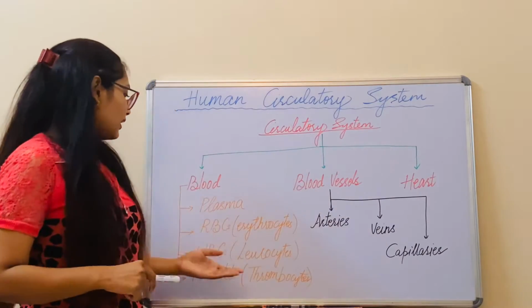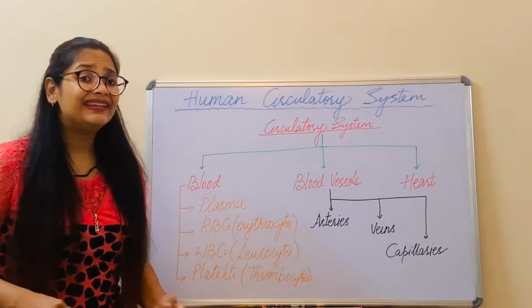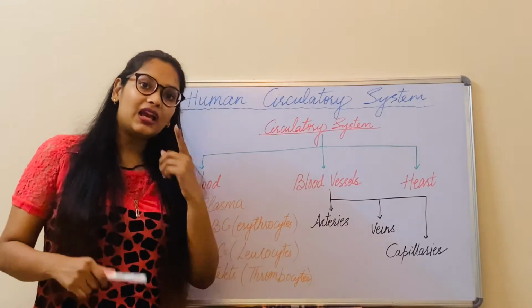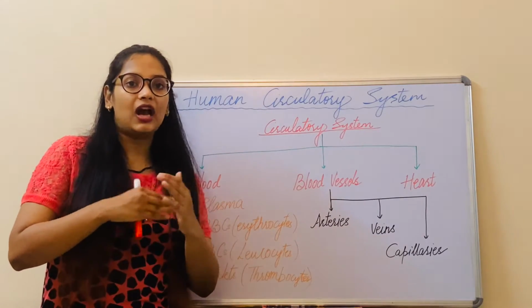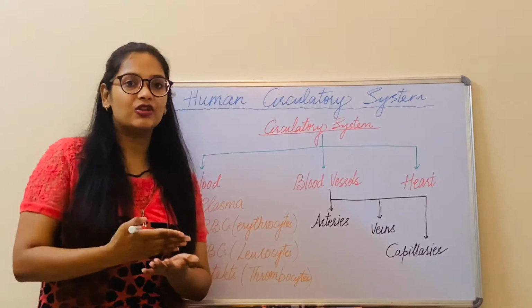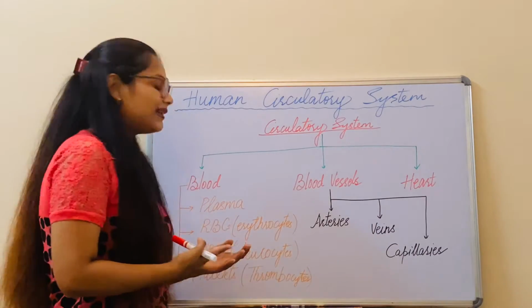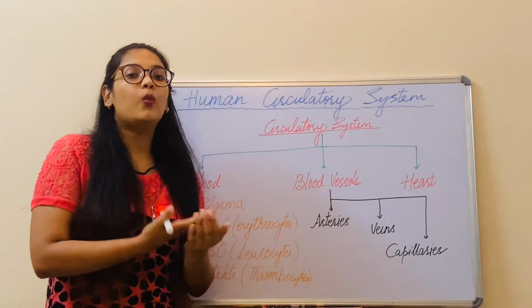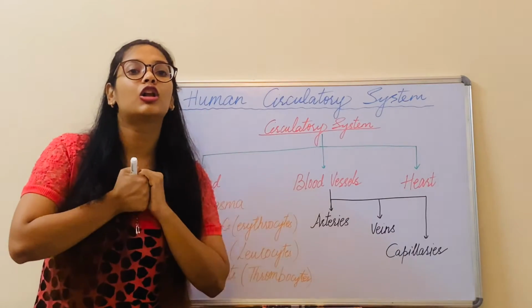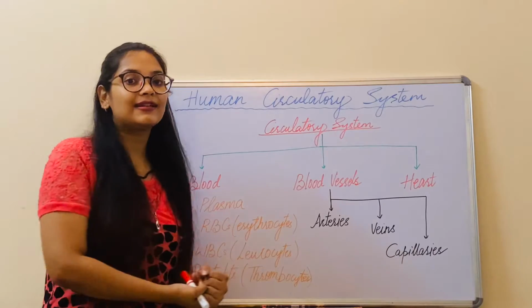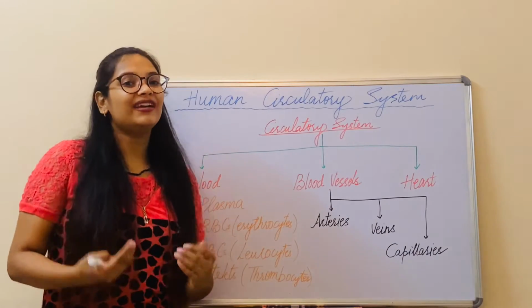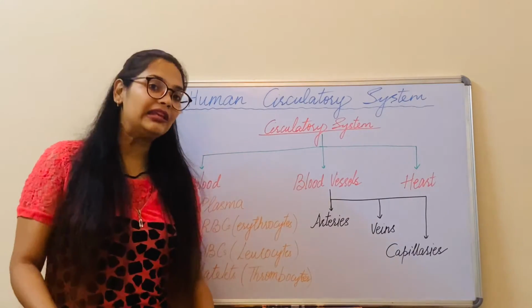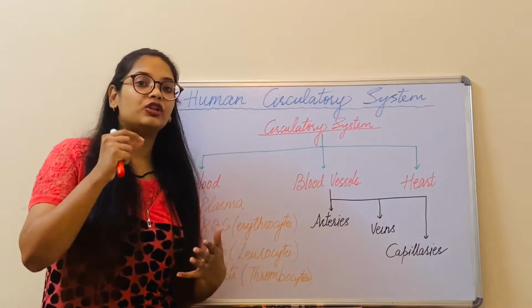Now, coming to the platelets. Platelets are basically fragments of cells, they are not actually cells. The platelets are part of the formed elements which have the function of clotting. So platelets are what actually prevent the blood from continuously leaking from any point of injury.